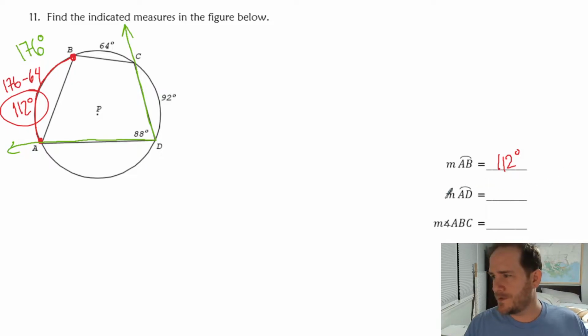Okay, now what? They want the measure of AD. So AD is this blue arc down here.